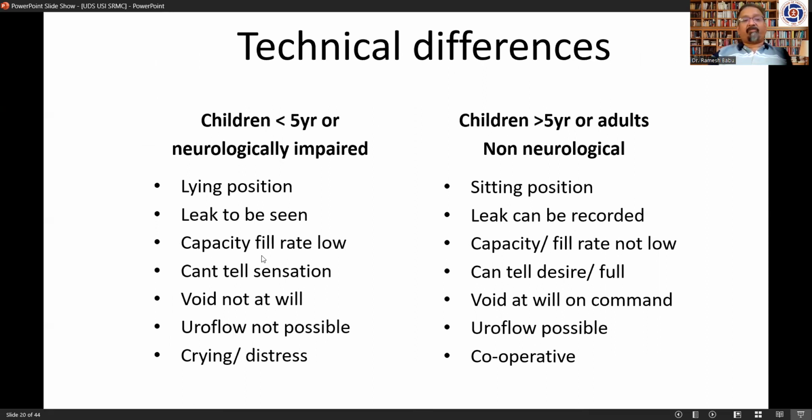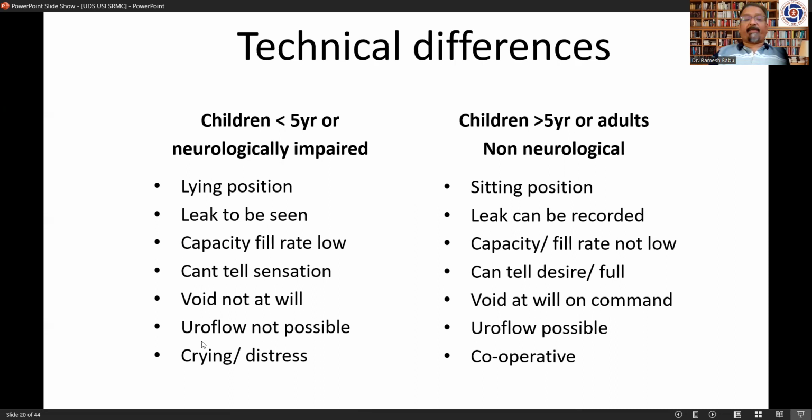Now, the capacity and fill rate are very low in a small child, unlike an adult, and they can't tell the sensation, and they can't tell the desire, like when to void. They cannot void at will, so you cannot give a command to void, they simply void. So you just have to be there. The most important thing in pediatric urodynamics is that the person who is going to give the report should ideally be in the urodynamic chamber during the procedure.